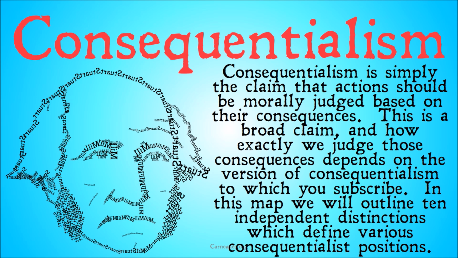What that means is each of these distinctions, you can be on either side of it, independent of what you choose about all of the other distinctions. So there's hundreds and hundreds of different possible consequentialist positions, I think 1,024 or something like that, that will arise from all of these distinctions. Not all of them may make complete sense, but they will work independently of each other.